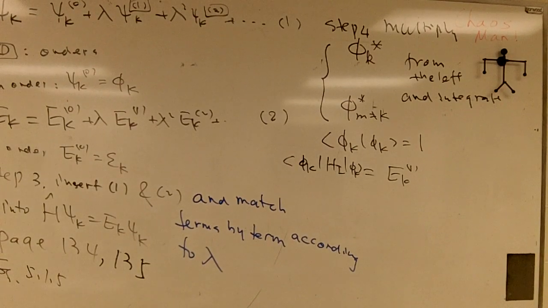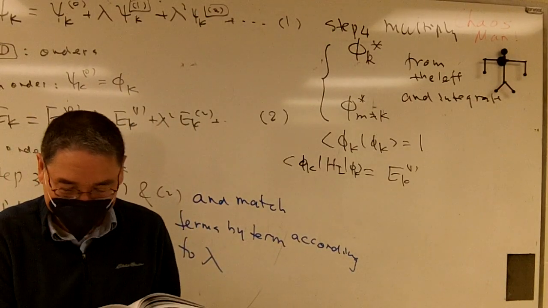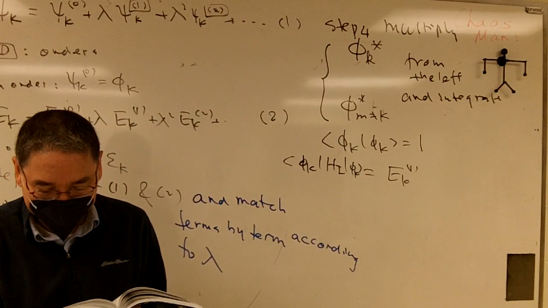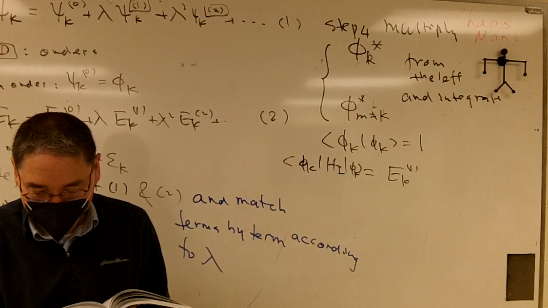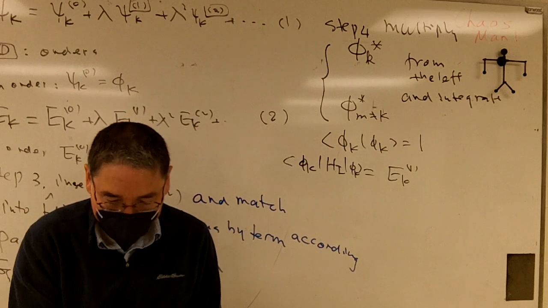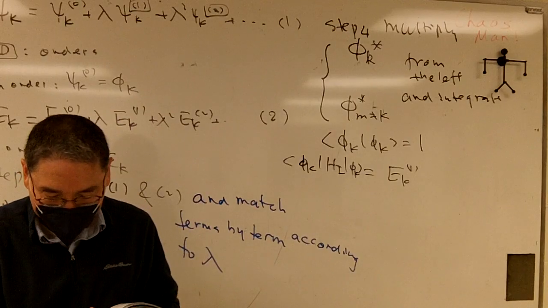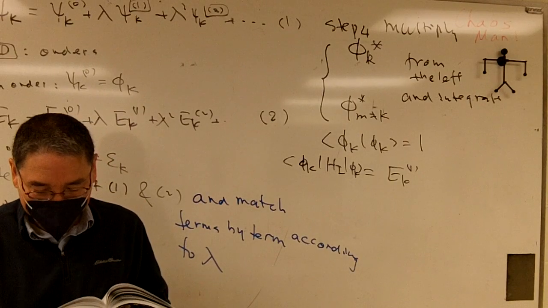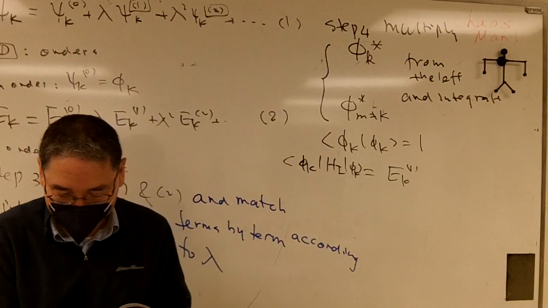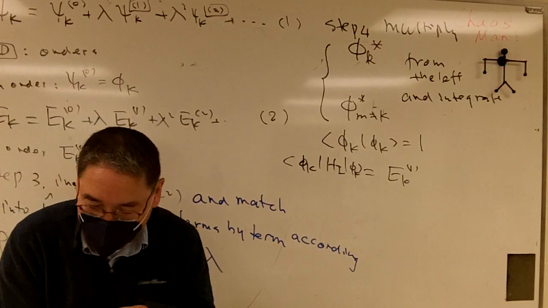Multiplying equation 5.1.8 by phi m star, with m not equal to k, from the left, and then integrating, we have phi m, h sub I bar, phi k equals epsilon k minus epsilon m, phi m psi k to the first order, which gives phi m psi k to the first order equals phi m h sub I bar phi k all over epsilon k minus epsilon m, for m not equal to k.